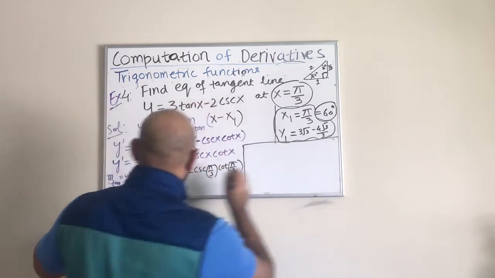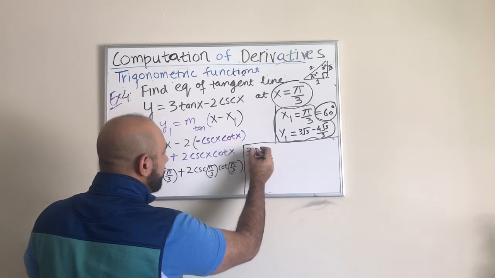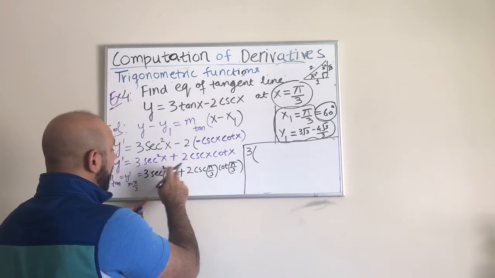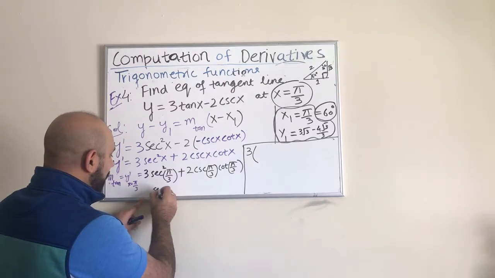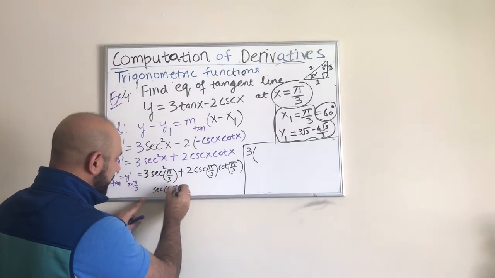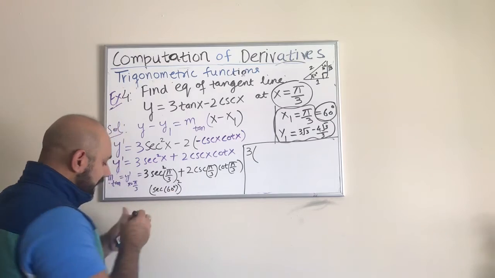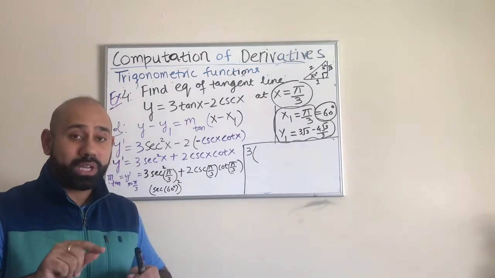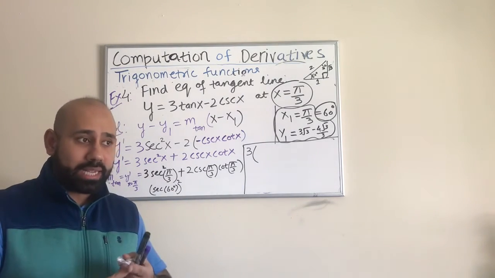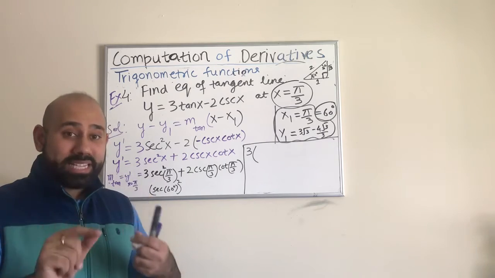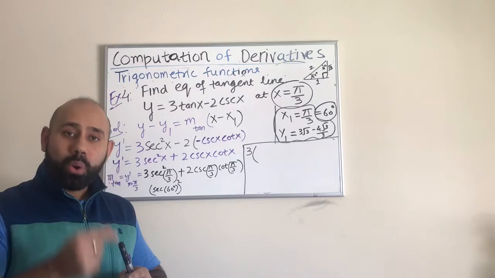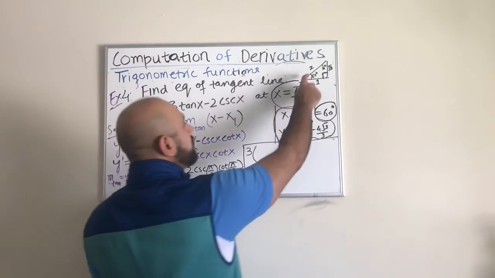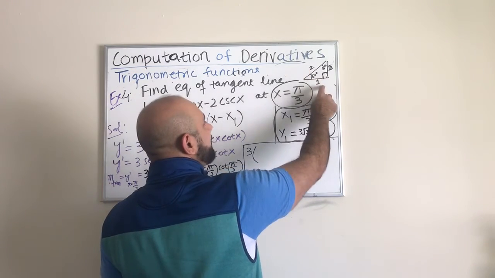Let's see how far we can get with this. So 3 times secant square pi over 3, which means we have to first evaluate the secant of 60 degrees, and then we got to square it. Now I know the secant is the reciprocal of the cosine. Cosine is adjacent over hypotenuse. So secant would be hypotenuse over adjacent. So that would be hypotenuse is 2, adjacent is 1.